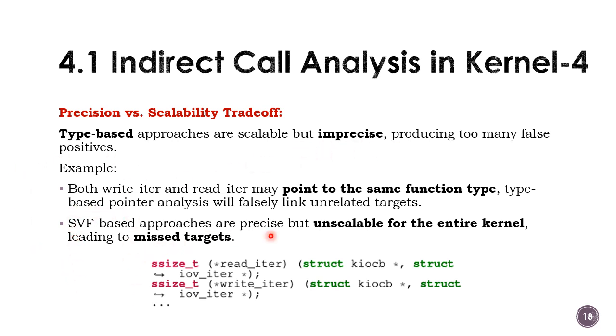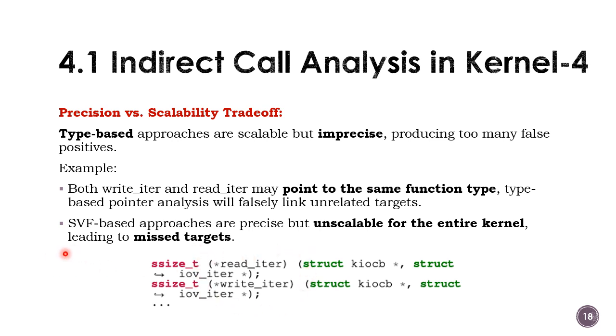Like here at the bottom, we have the image. We have two functions that we mentioned before. One is read_iter and the other is write_iter, as function pointers. These two functions point to the same function type. They are all function pointers of the same type, but this is the problem. This is the problem because if we use the type-based approaches, it will recognize that they are the same, even though they are two functions with different purposes.